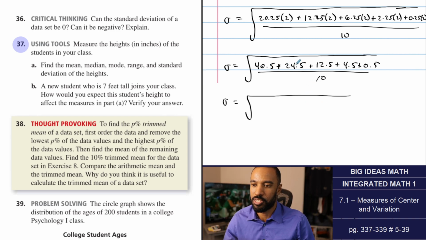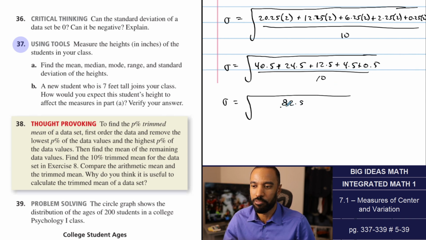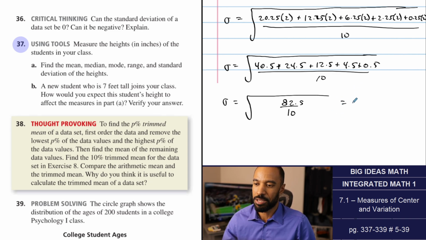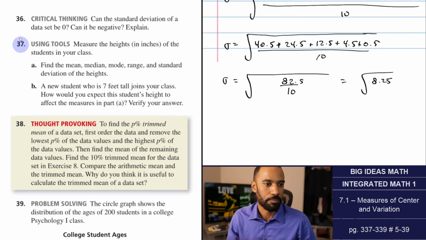40.5 plus 24, that's 65. These two added together is 17. 65 plus 17 is 82. Plus 0.5 is 82.5. 82.5 over 10, that is a big square root for that, which is the square root of 8.25. It's a little less than 3. Let's figure that out.